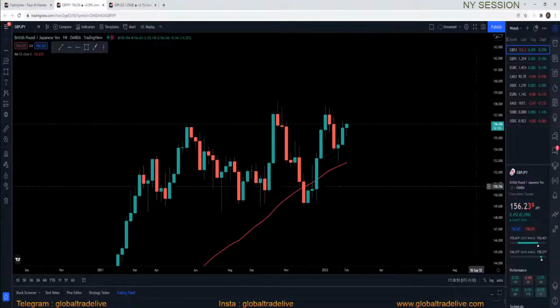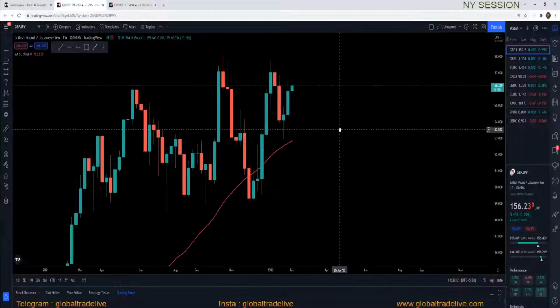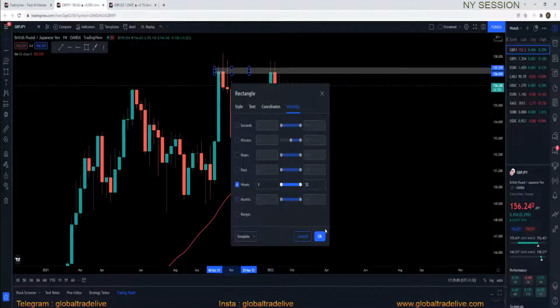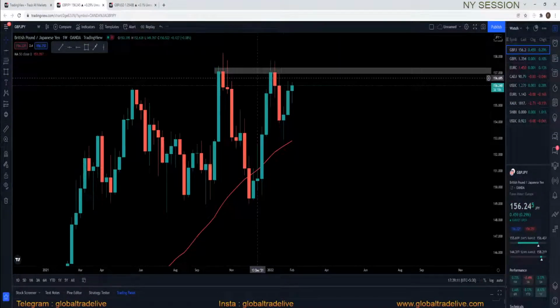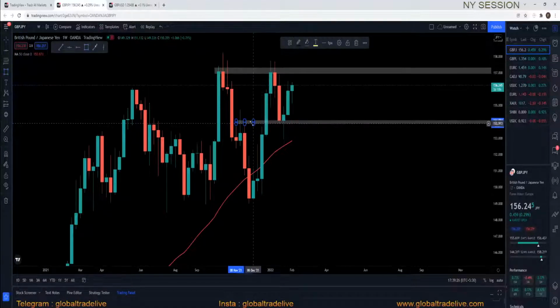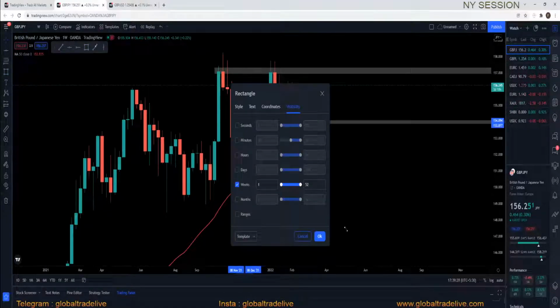Now if we talk about the weekly time frame, this is our area of resistance. The key resistance is there in the weekly time frame, and it came down. First of all, it went up, rejected this area, came down, and again gave some rejection to this area. That means this becomes our support, right?